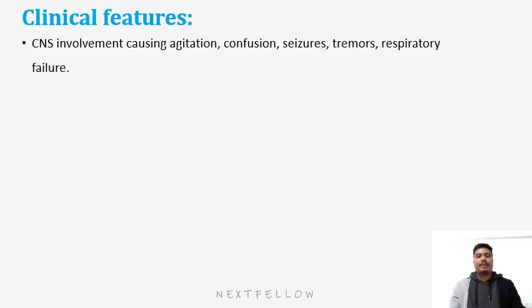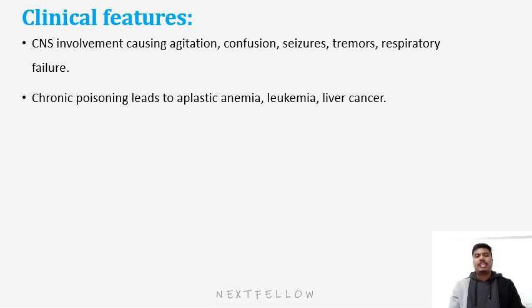Now we will discuss the signs and symptoms of organochlorine poisoning. They begin within 1 to several hours. There is excessive salivation, hoarseness of voice, dyspnea, and diarrhea. After some time, there is CNS involvement, which causes agitation, confusion, seizures, tremors, and ultimately respiratory failure and leads to death. So these are the symptoms. In chronic poisoning, it leads to aplastic anemia, leukemia, and liver cancer. So they are also carcinogenic in chronic poisoning. Various farmers have suffered from these.